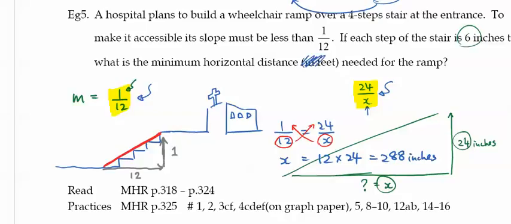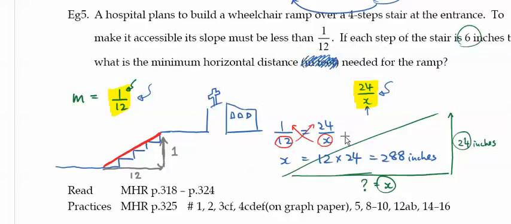And let's just not worry about the feet for now. We are going to spend more time on unit conversion in term 2. But in this case, we will need a horizontal distance of 288 inches or more to have the slope that is less than 1/12.